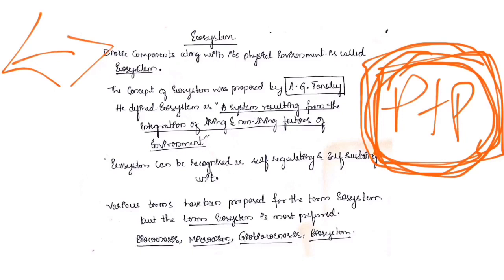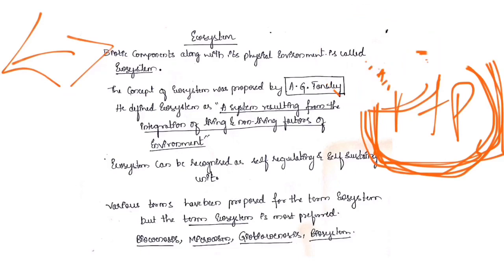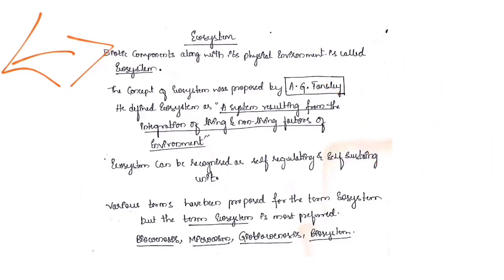But in the ecosystem, we are going to discuss how one particular habitat, along with its physical and biotic components, constitutes a whole unit. Here we are discussing how it performs as a whole unit. So ecosystem can be defined as biotic components along with its physical factors.